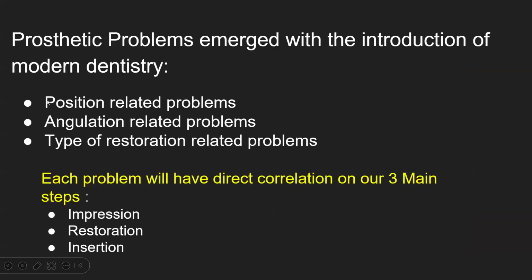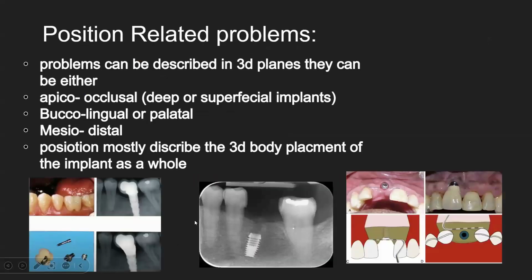Prosthetic problems are what we say position related problems, angulation related problems, type of restoration related problems. These problems will correlate to our three main steps: impression, restoration, and insertion. Let's begin with the position related problems in single implants. Problems can be described in 3D planes.